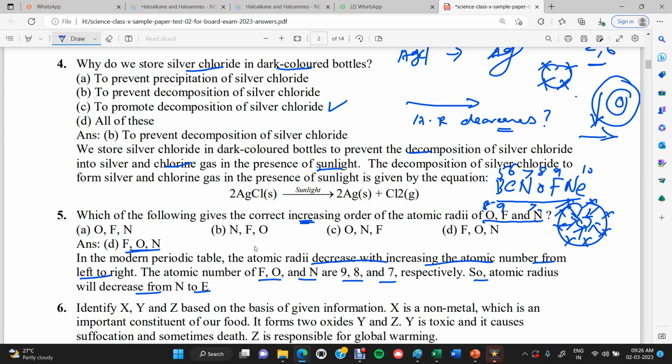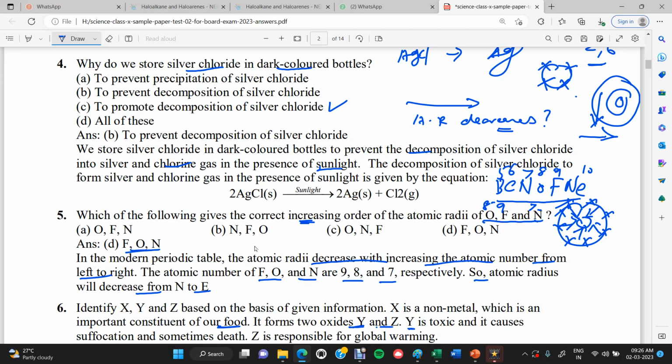Next. Identify. This will be interesting. It will be like a puzzle. Let us solve this one. Identify X, Y, Z based on the information given. First clue: X is a non-metal, which is an important constituent of our food. It forms two oxides, Y and Z. Y is toxic and causes suffocation, sometimes death.